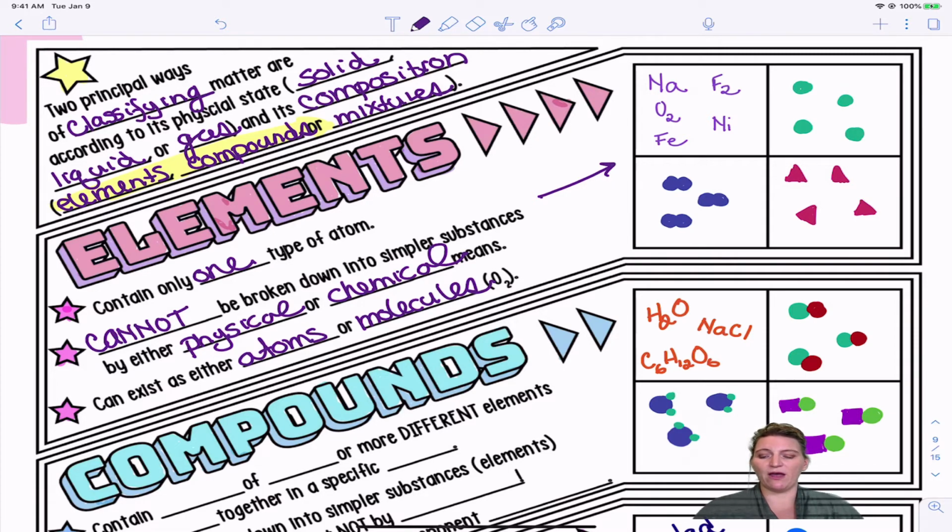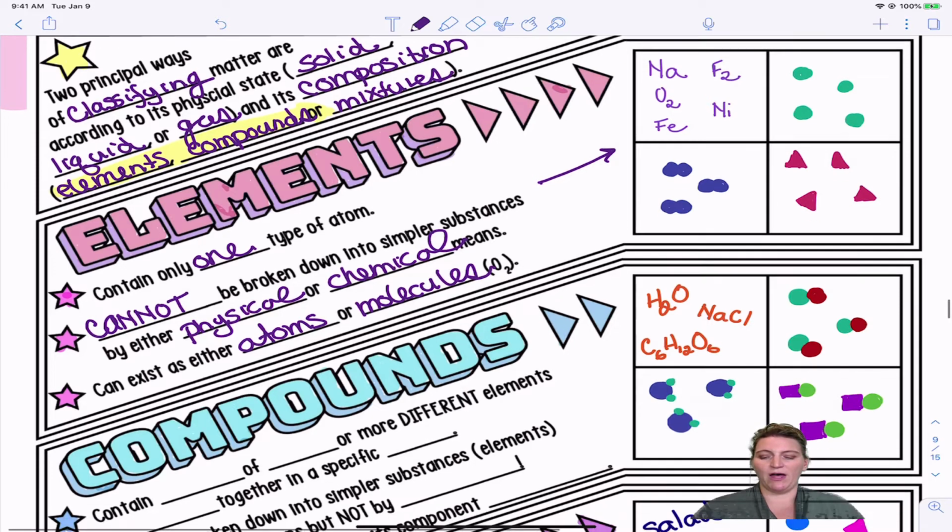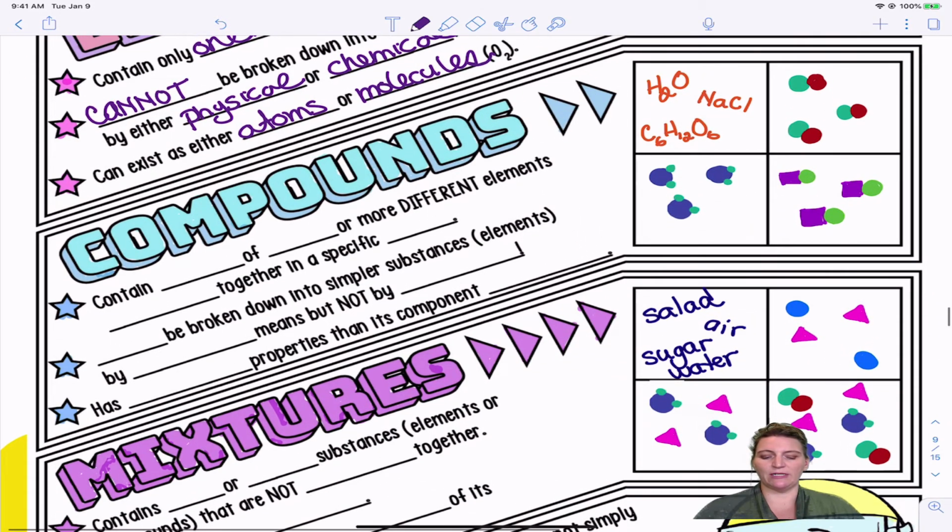And if you look at the diagrams in the other three boxes, you can see everything in those boxes is just one type of particle. It may be a single atom like the green circles or a molecule like the two blue. But if we look at compounds, we're going to see something different. So how are compounds different?